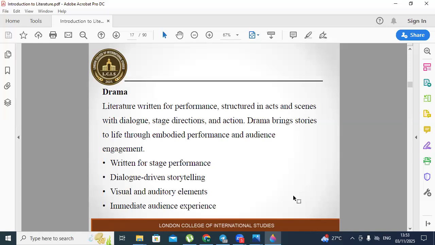Visual and auditory elements. Drama engages multiple senses through costumes, sets, lighting, sound effects, and actors' physical presence. Immediate audience experience. Drama happens in real time before a live audience, creating unique energy and communal experience. Theater audiences respond collectively, with laughter, silence, and tension affecting the performance itself.